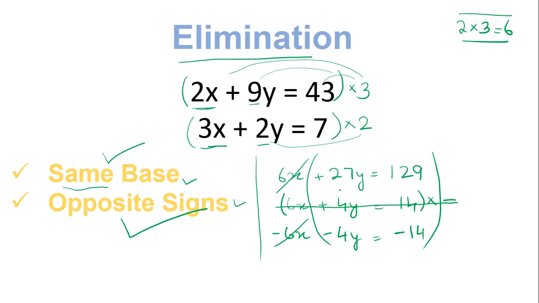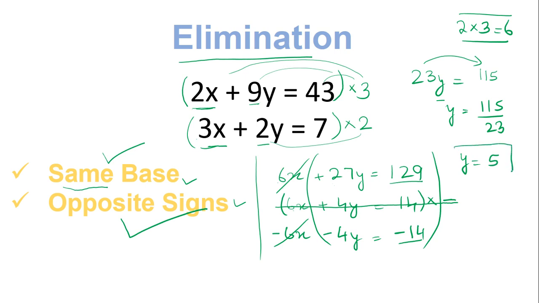Now I can simply do 27y and a negative 4y, which means 27 minus 4, which gives me 23y equals 129 minus 14. As you can see, a positive 129 and negative 14 means 129 minus 14. That gives me 115. Now I need to isolate the y. I've got to take the 23 to the other side. So y equals 115 over 23, which means I am supposed to get 5. So my y is equal to 5.